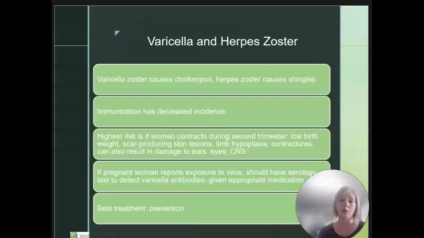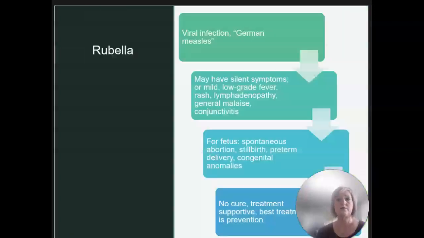So they could get low birth weight, the baby could have scarring on their skin, the limbs could be hypoplastic, which means that they're going to be small or kind of nubs, things like that. They could be born with contractures, CNS disturbances, eyes and ears, all that kind of stuff. So a lot of times if moms don't know that they've had varicella, we'll go ahead and run a varicella titer so we know where we're at. Best prevention for these moms is stay away from people who have shingles or varicella.